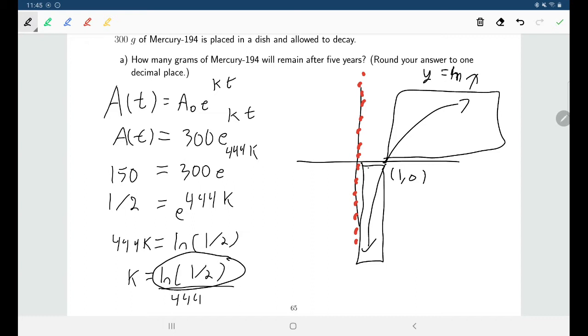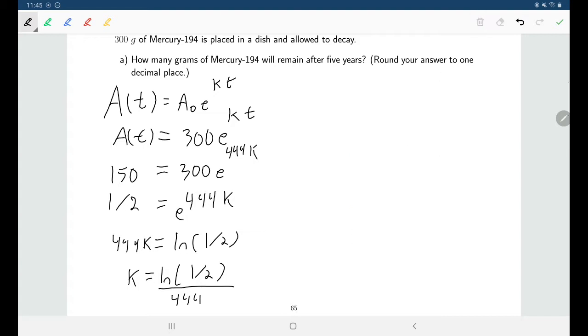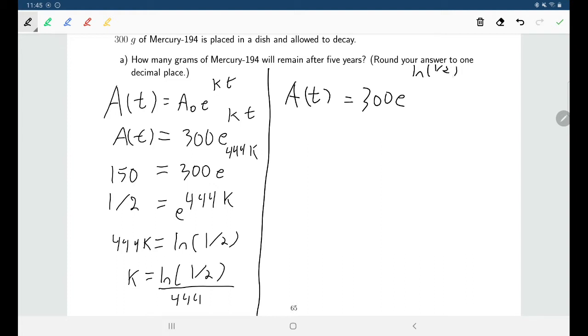I'd have negative divided by 444. That should be something negative. So I feel confident that, yes, I'm on the right track here. I have a negative growth constant as I expected. So now I can rewrite my equation. A of t is equal to the initial amount, e to the k times t. And I just want to find out how many grams remain after 5 years. So putting in 5 for t.